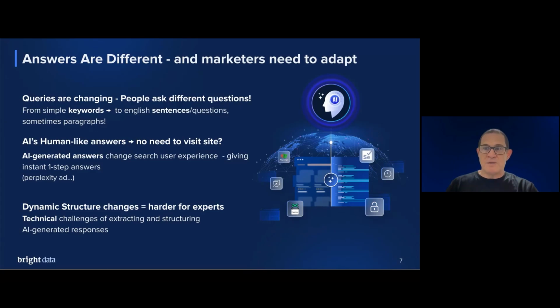And this also impacts the answers. Now, the answers coming from these search engines that use AI are very different, because in many cases, they integrate information from sites, and then there is little to no need to visit the actual site. And this changes the user experience. We're going to see a nice ad for Perplexity in a second. And the last thing that's different with answers is that the structure is changing. We are all used to the classical structure of a search page or the results page, and that's different. And it's different based on what you're asking. It's very, very hard to predict, and that makes life difficult for experts in search such as yourselves.